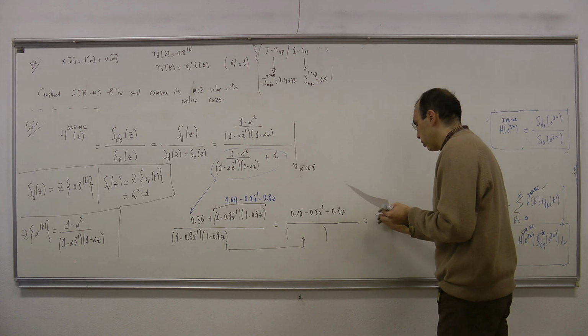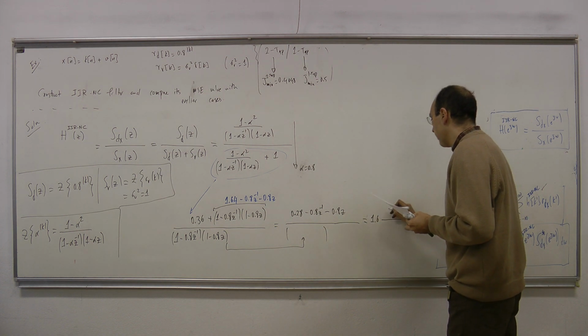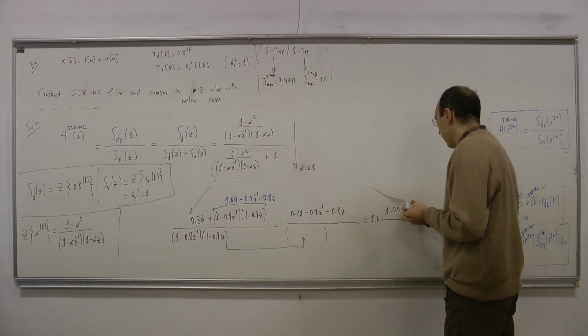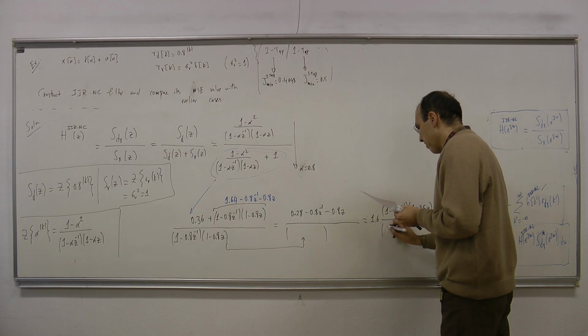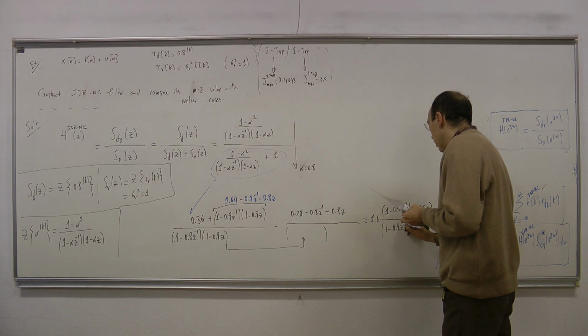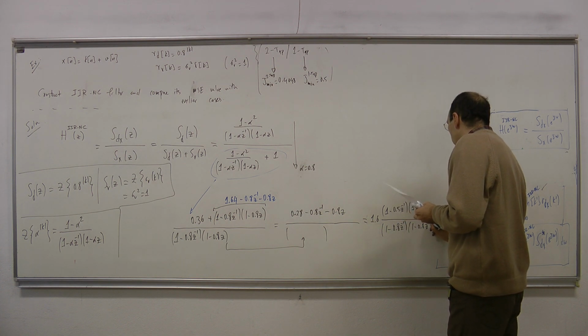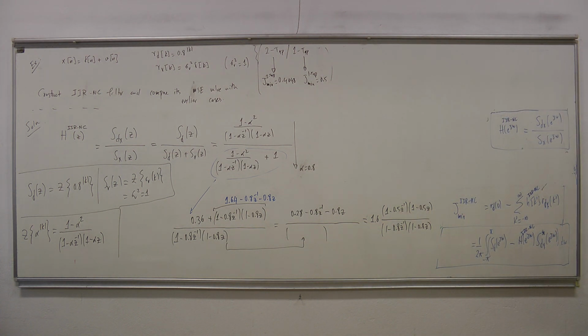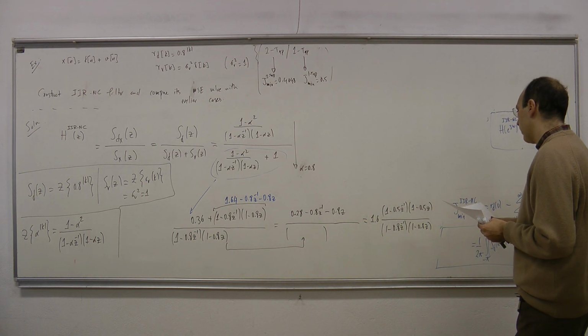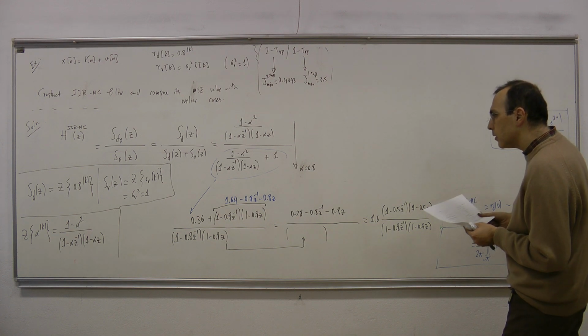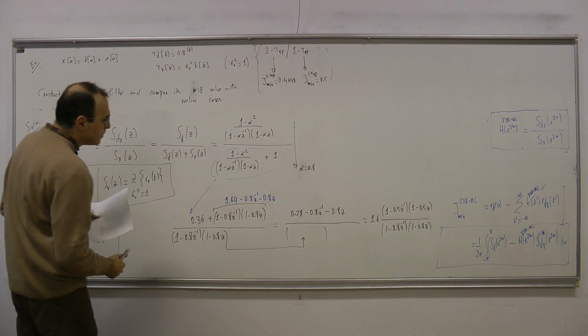According to my results, this is equal to 1.6, 1 minus 0.5 Z inverse, 1 minus 0.5 Z, 1 minus 0.8 Z inverse, 1 minus 0.8 Z. I have something like that. So is this equal to this? I couldn't check this one. So this is 0.25. And there's a mistake somewhere. Let me see one more time.